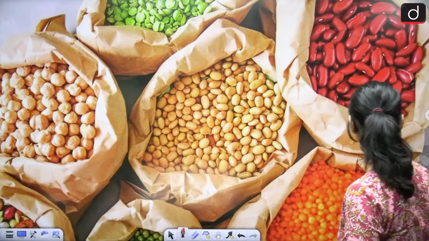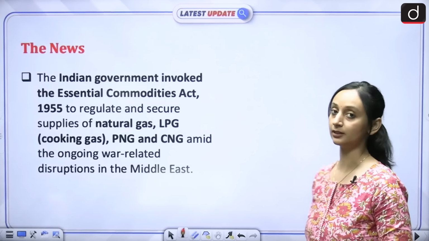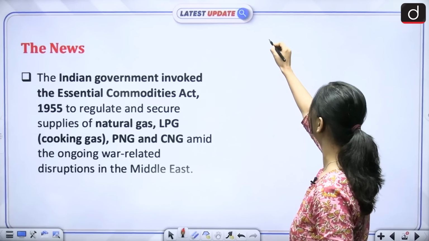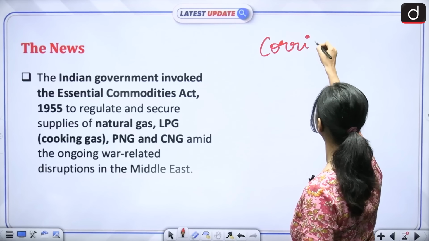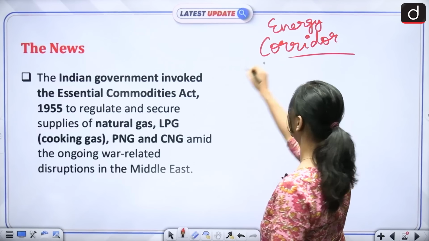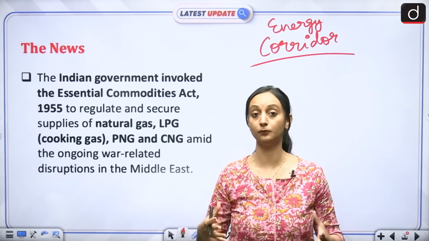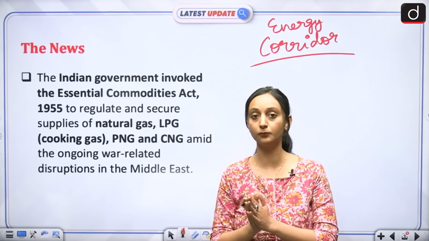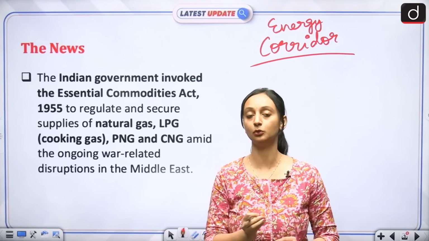So I told you that there's a war that's ongoing between US, Israel and Iran, and because of this, the global energy corridor, or the Strait of Hormuz, has been disrupted. Trade along the Strait of Hormuz has been disrupted, and we know that the majority of our trade of crude oil and petroleum products happens through that route.